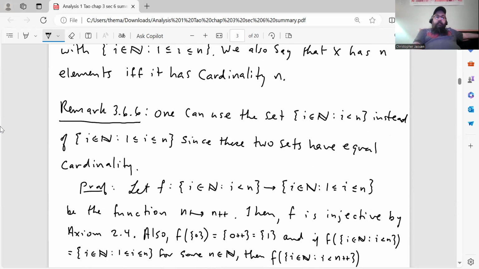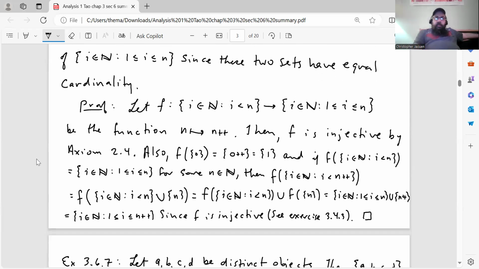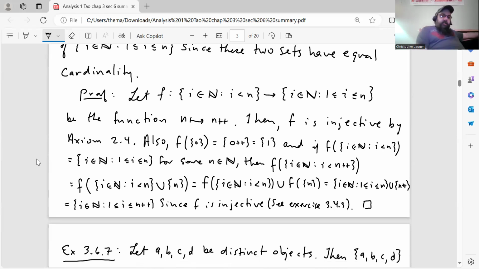All right, remark 3.6.6. One can use the set of all natural numbers i, where i is strictly less than n, instead of the set of all natural numbers i, where i is greater than or equal to 1, less than or equal to n, since these two sets have equal cardinality. Now, in the book, he asks why, so I proved that statement down here. So this is not in the book. It's one of those things where he asks the reader to supply the reason why. So here's my proof. Let F be the set of i in N, where i is less than n.